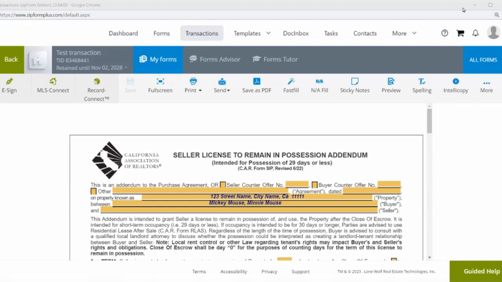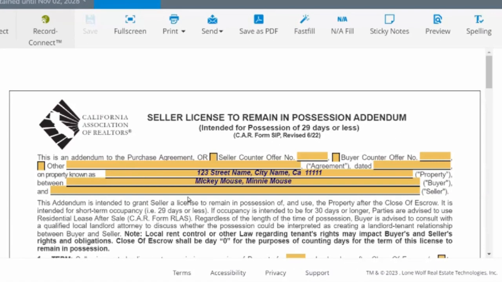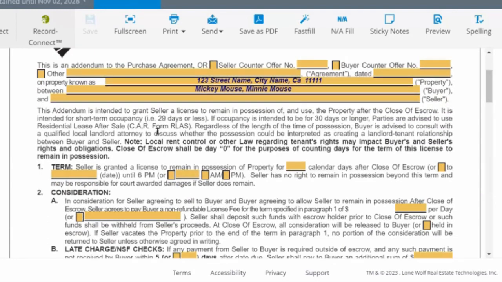I always like to talk about managing our clients' expectations, and the different risks associated with different parts of a transaction. The first part is just basic information, their names, all of that. One of the things I want to point out on this form is that it's a license to remain in possession of the home. So it's not like rent. Nothing in here is calling anything rent.